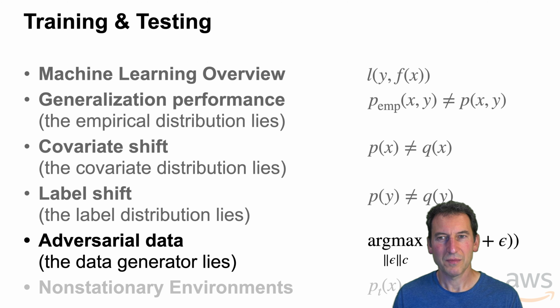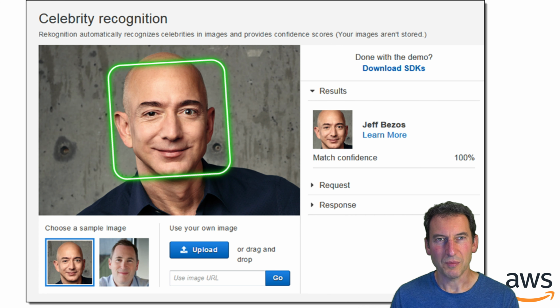Now, the last thing before we get to the actual AutoML system is we need to look at cases where the data is just plain malicious and strangely generated. So let's say I want to do celebrity recognition, and of course, those two gentlemen there are Jeff Bezos and Andy Jassy. You can use that for a face recognizer, and it works reasonably well.